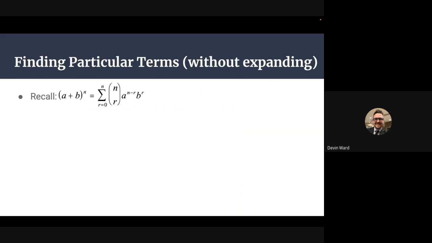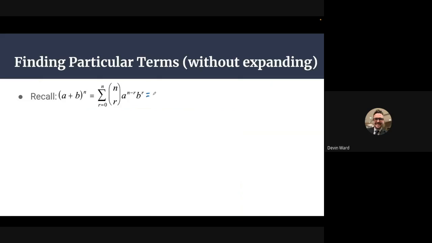So if you remember, the binomial theorem is (a plus b) to the power of n. This is a shortened way of writing it, but it's a sum of n choose r times a to the power of n minus r times b to the power of r. So this is how it would be on your formula sheet.